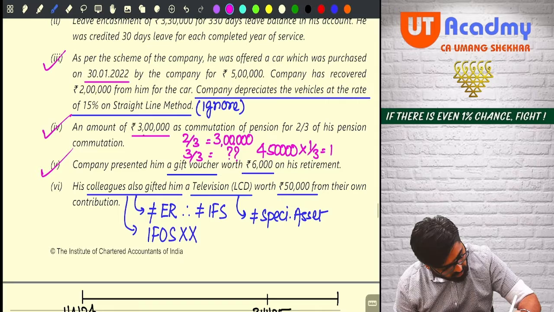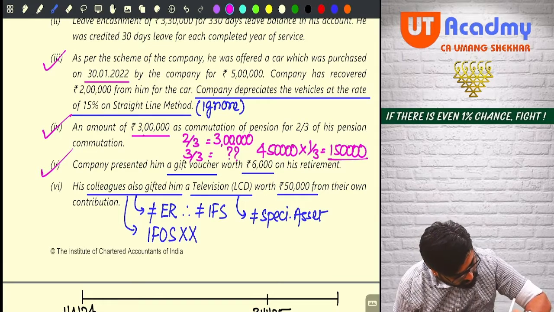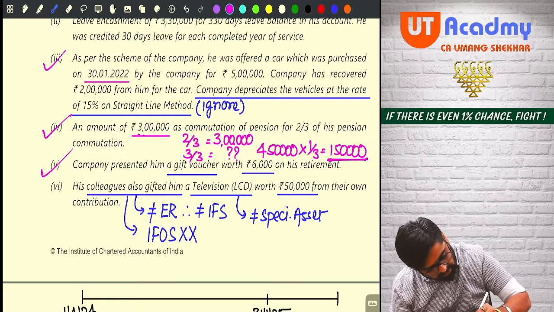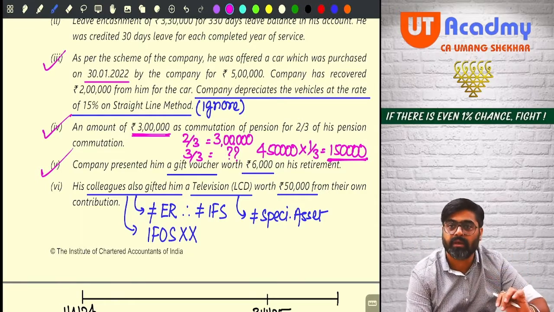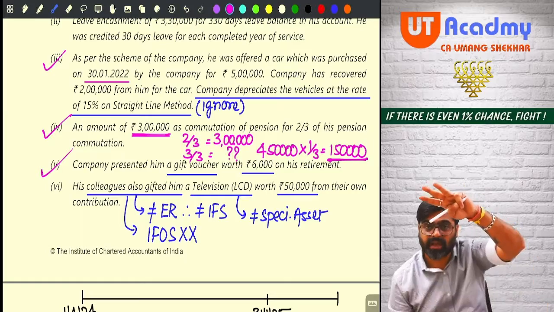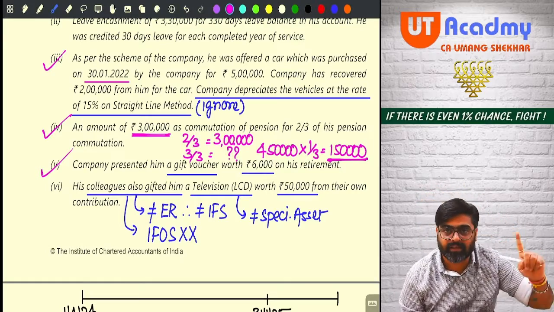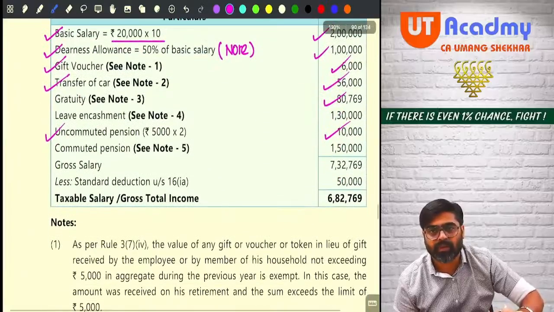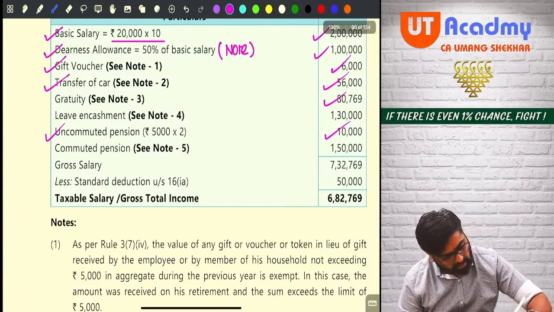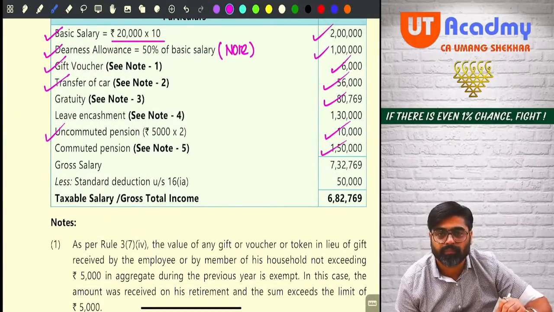So that will give you 1,50,000. Now tell me one thing. 1,50,000 is the maximum limit or the 3 lakh which you are actually receiving, whichever is lower. 1,50,000 will be exempted. So out of the 3 lakh which you are receiving, 1,50,000 is exempt. So how much will be taxable? Commuted pension taxable will be 1,50,000. Please check. See, 1,50,000 commuted pension taxable.